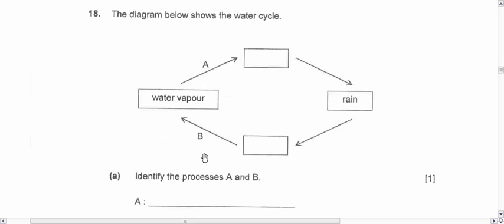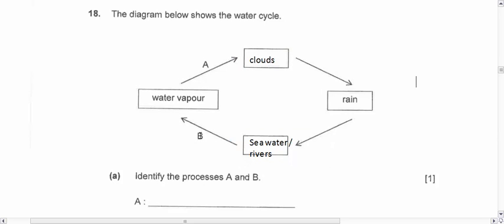Alright? So the diagram below shows a water cycle. I have water vapor and I have rain here. From rain it goes down. So what happens here? You know that after it rains it will form water, where it will either go to the seawater or it will go to the rivers and so on. Then it will change into water vapor, and after water vapor it will form clouds. So this is how the water cycle occurs.